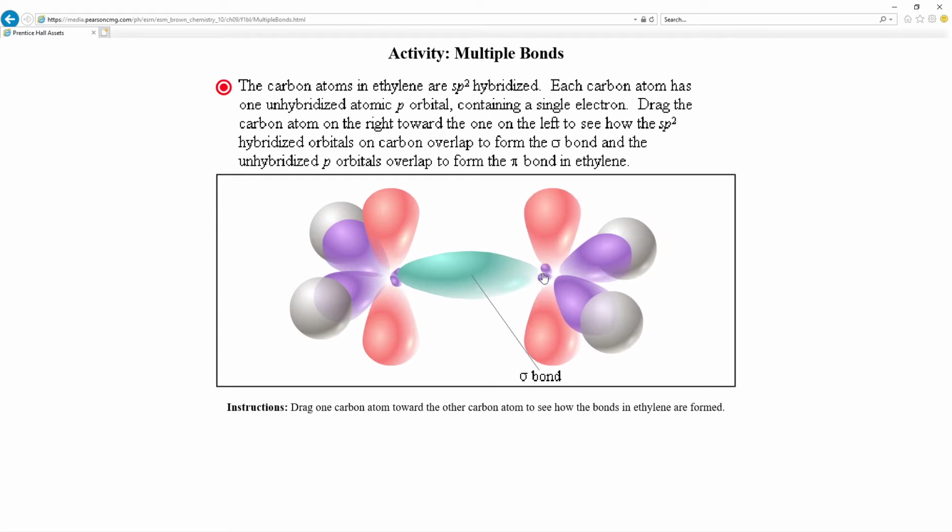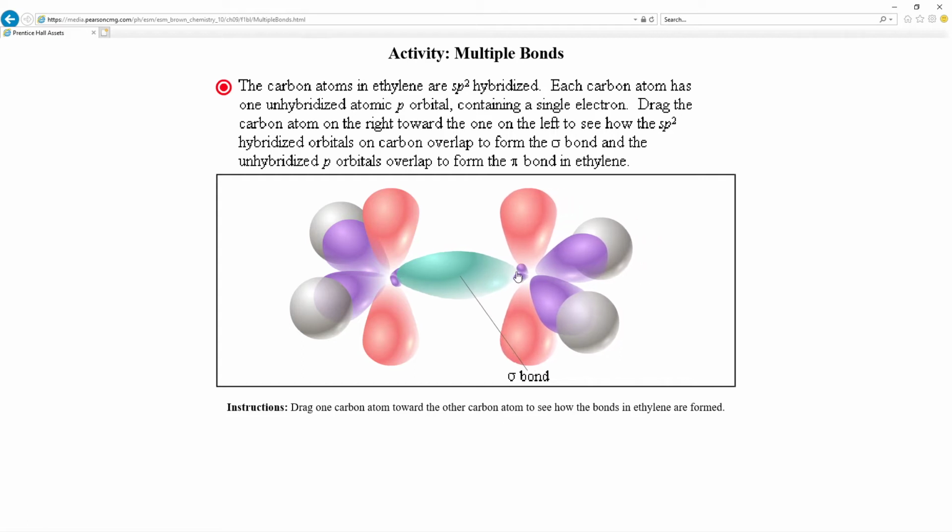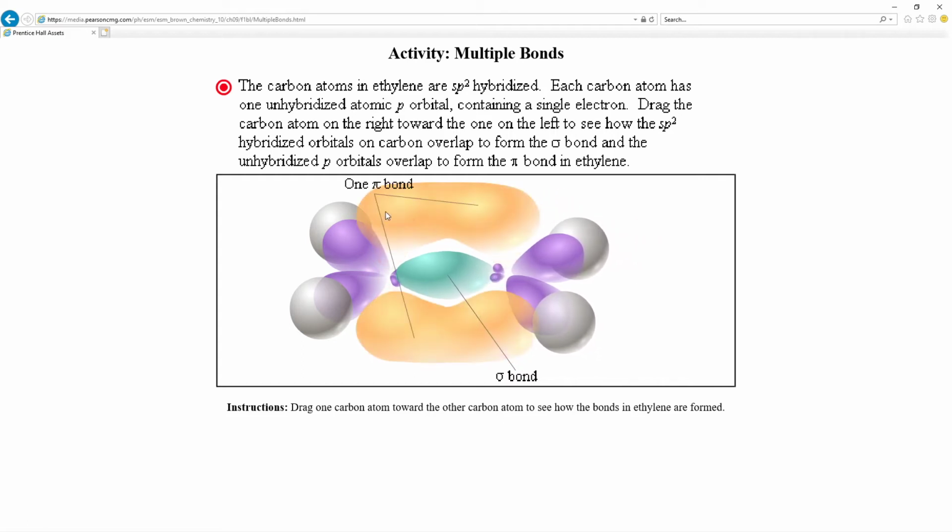If we bring them a little bit closer, we can start to get overlap above and below to make that pi bond. That pi bond would be the second bond in that. Whenever we have multiple bonds, the first bond is always a sigma bond. Any subsequent bonds are going to be pi bonds. So if you have a triple bond, you end up having two pi bonds. And I'll show you what that looks like here in just a moment.